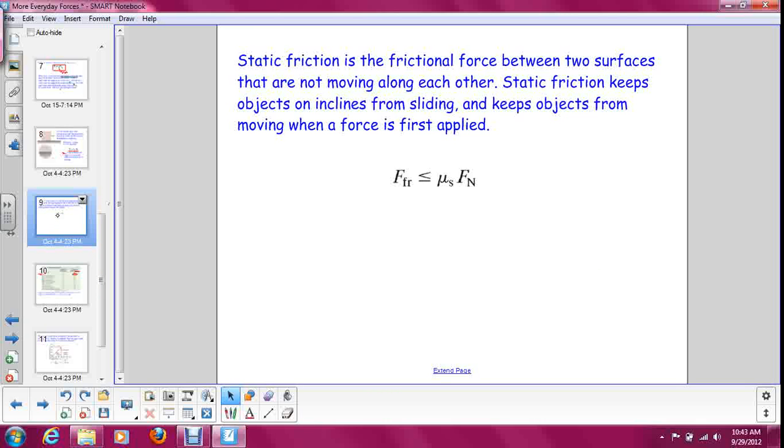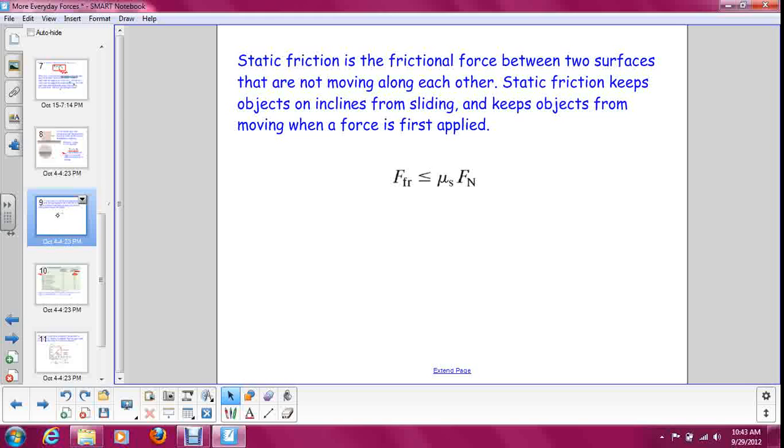On the other hand, static friction is the frictional force between two surfaces when they're not moving. And static friction keeps objects on inclines from sliding and keeps objects from moving when a force is first applied. Like the box example, eventually you get the box moving across the floor, but you have to push harder and harder initially to overcome the static friction between the box and the carpet.